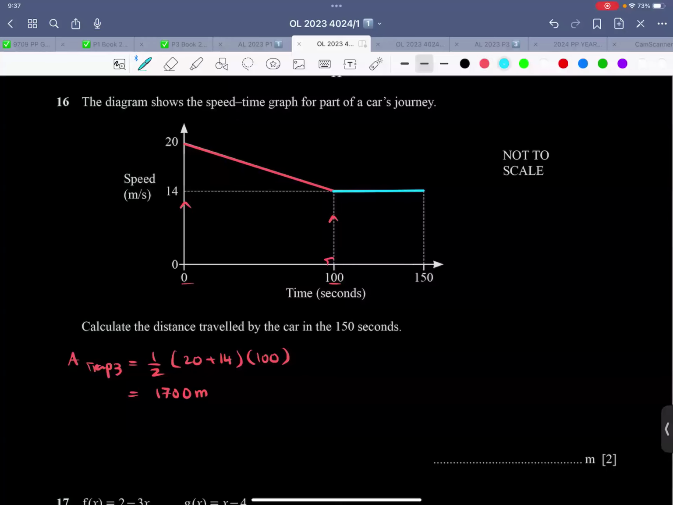And then the area under the blue line, that is the area of the rectangle, that is 14 into 50. That is 700. So therefore, the total is 1700 plus 700, that is 2400 meters. So the total is the addition of these two, 2400 meters. That's the answer.